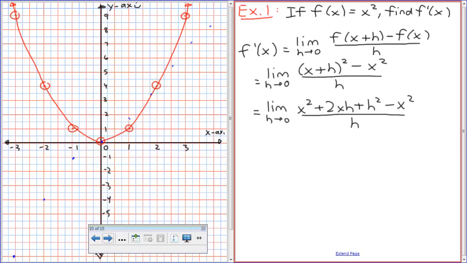All right, Jason, what do we do right now, please? Calculate the x squared. Perfect. Isn't this easy now? After all that hard work, derivatives are like super easy. All right, so this turns into the limit as h approaches 0 of 2xh plus h squared, all over h.